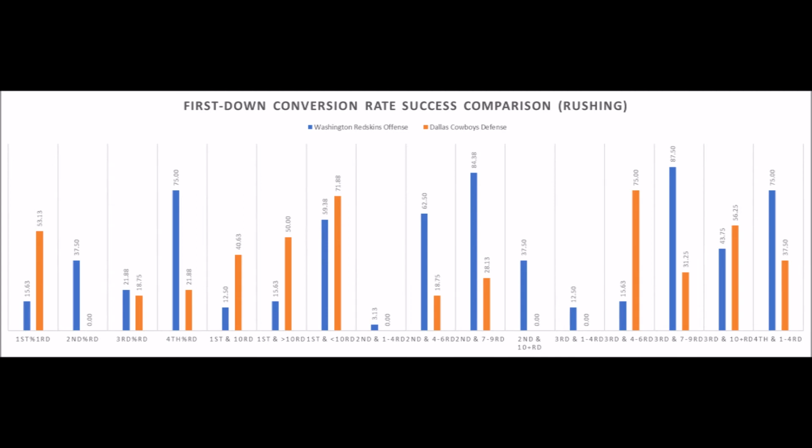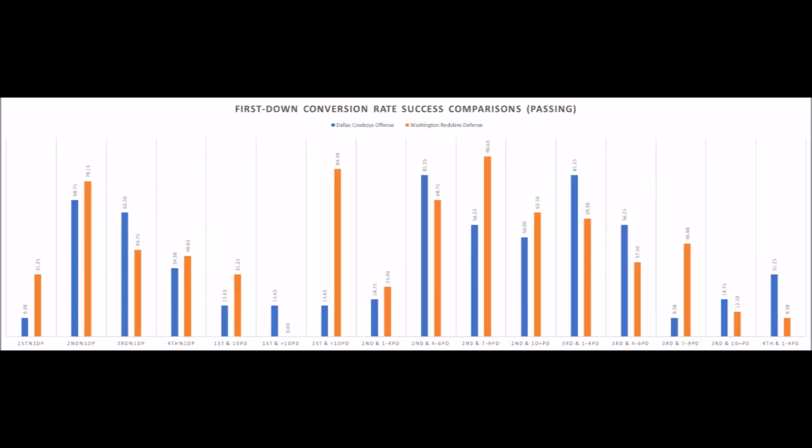Then you look at passing downs, Cowboys passing offense versus Redskins passing defense. And the Cowboys are better in terms of third down situations. But the Redskins do have it in terms of second down and first down situations.